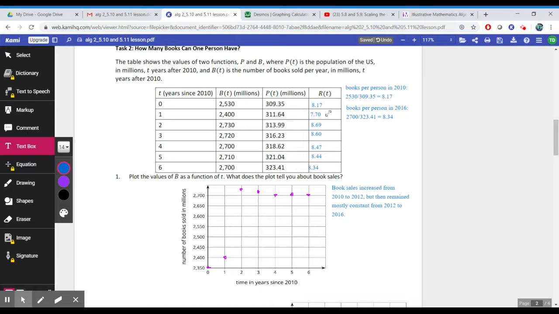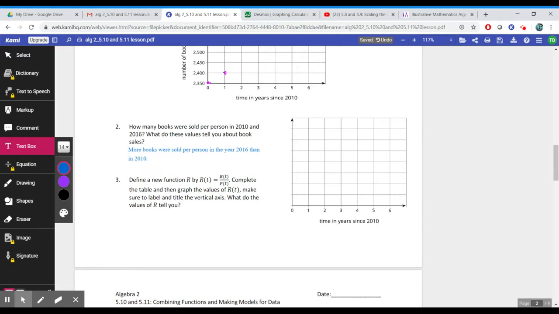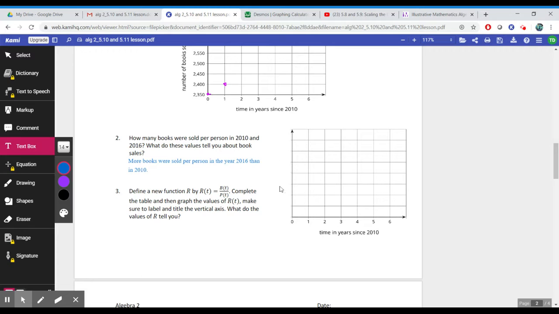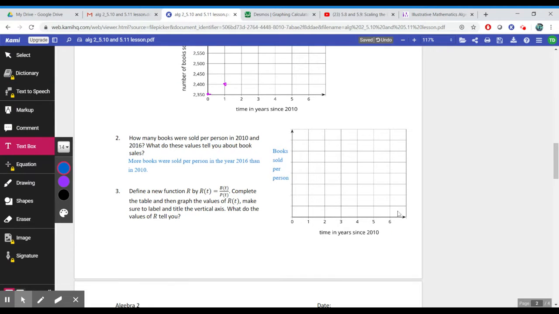All right, so I'm back now with my table filled out. Let's go ahead and see what it wants us to do with the values of that table. It says graph the values of R of t, making sure to label and title the vertical axis. So as far as what I'm going to title the vertical axis, that's up to us really, but we know what it's telling us, right? R, we divided the number of books by the number of people. So I'm going to label this axis as books sold per person. And our horizontal axis, the t-axis, is already labeled for us as the time in years since 2010.